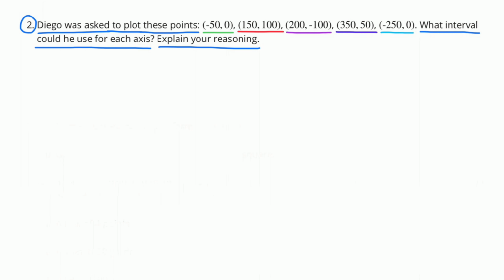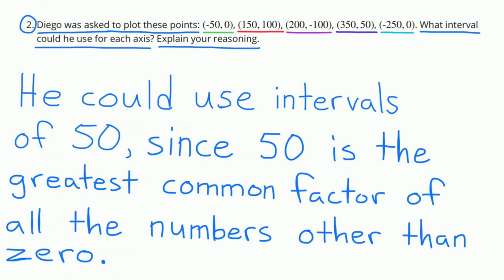Number 2. Diego was asked to plot these points. What interval could he use for each axis? Explain your reasoning. When making each axis for his graph, he could use intervals of 50, since 50 is the greatest common factor of all the numbers other than 0. For example, the first set of coordinates, -50 and 0. He would just move 1 unit to the left and 0 units up or down.